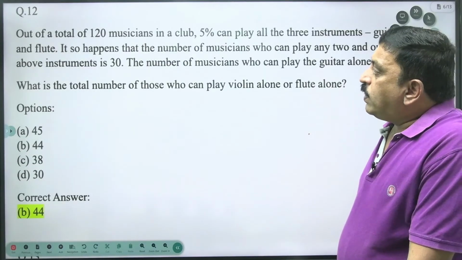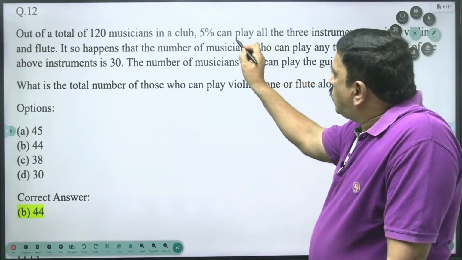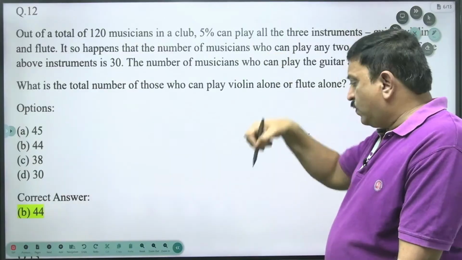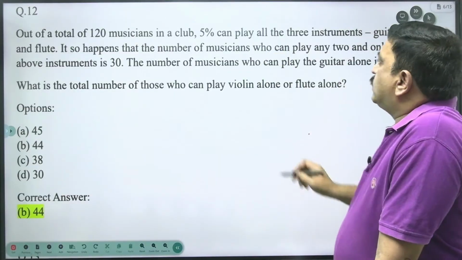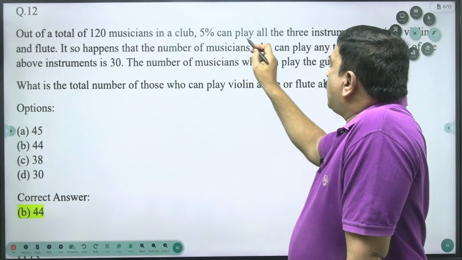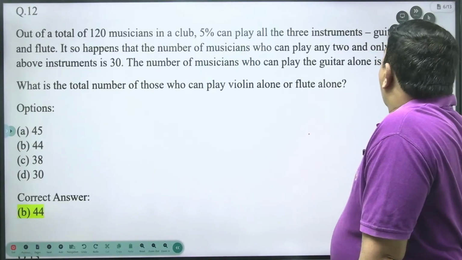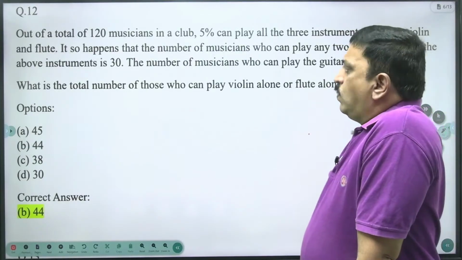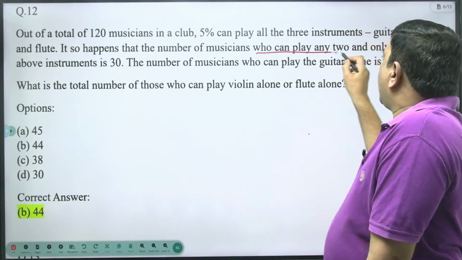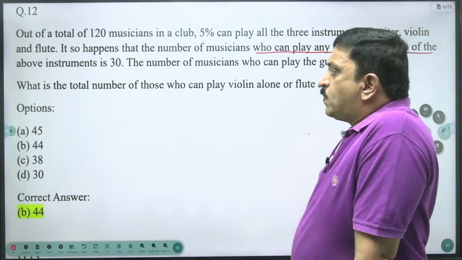Out of a total of 120 musicians in a club, 5% can play all the 3 games, guitar, violin and flute. It so happens that the number of musicians who can play any 2 and only two of the above instruments is 30.